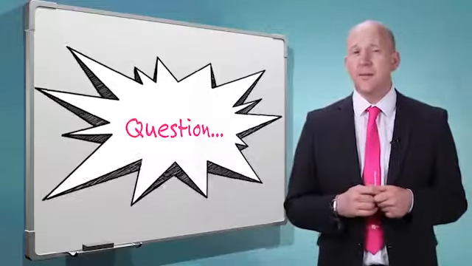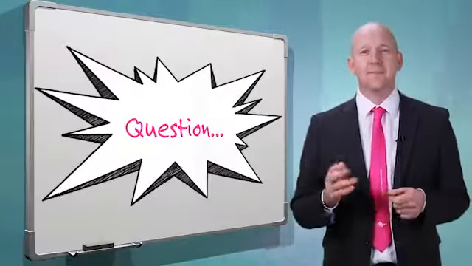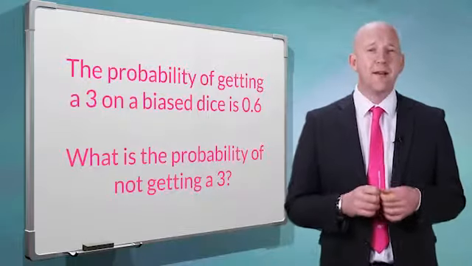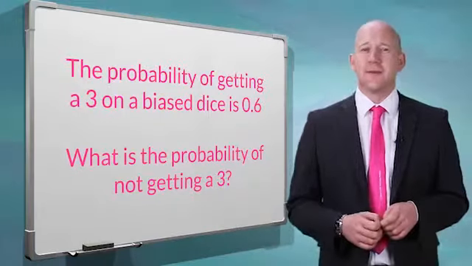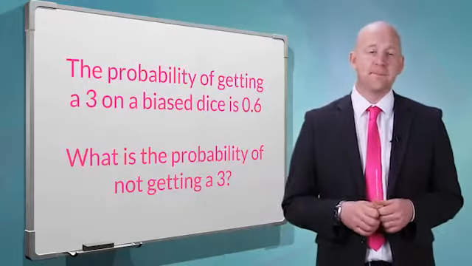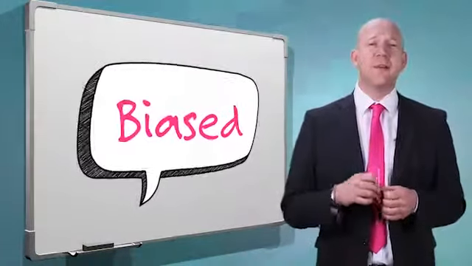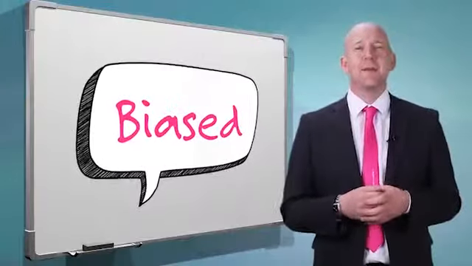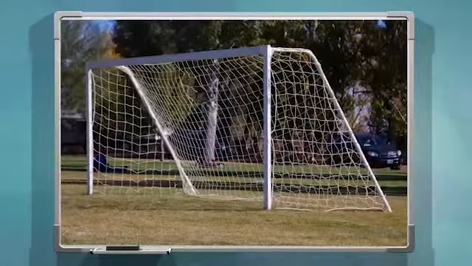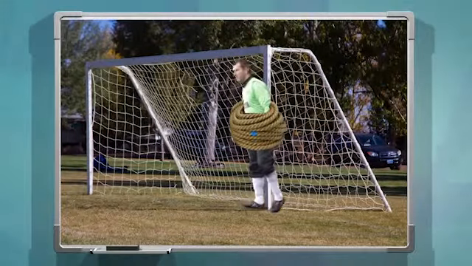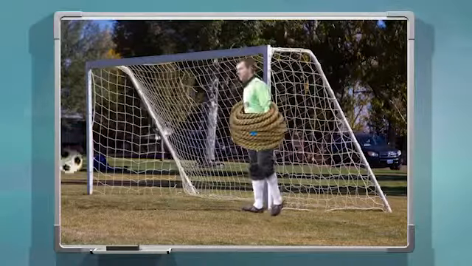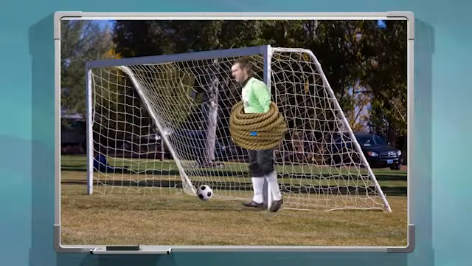You may sometimes get a question like this. The probability of getting a 3 on a biased dice is 0.6. What is the probability of not getting a 3? Biased is a word that appears quite regularly in exams. All it means is unfair. So if you go to take a penalty, but the goalie is tied up to a goalpost, it is a biased situation, which will affect your chance of scoring a goal.